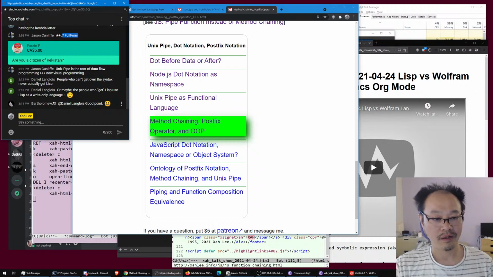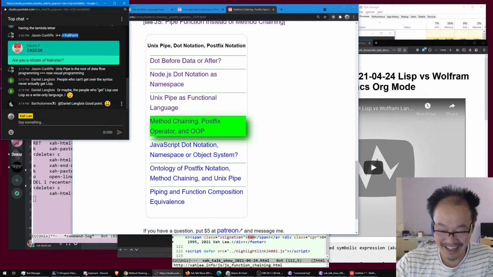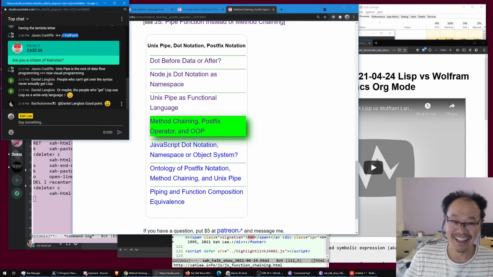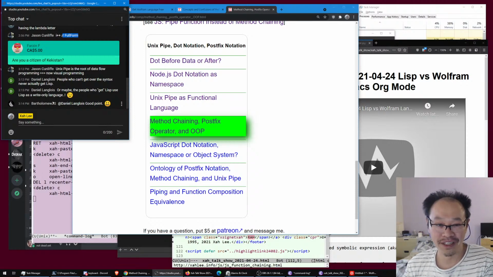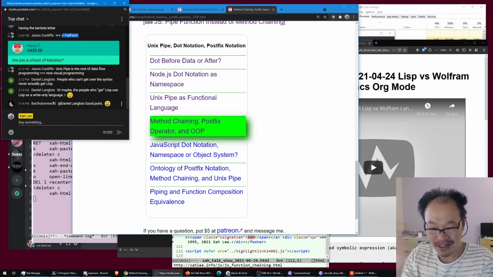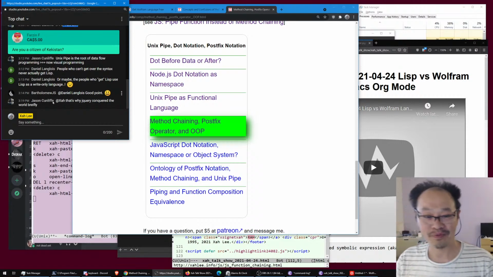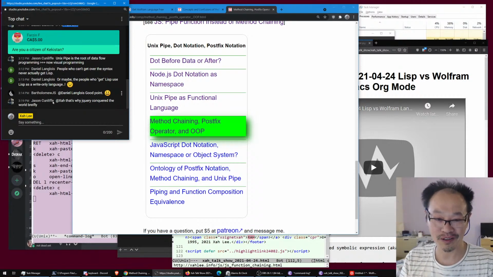Danielle says, people who can't get over the syntax never actually get Lisp. That's incorrect, Danielle. I did like 2-3 videos, 1 hour each, explaining how incorrect that statement is. The statement is that people who don't get over syntax never actually get Lisp. Okay, let me explain one thing as a retort to that statement.